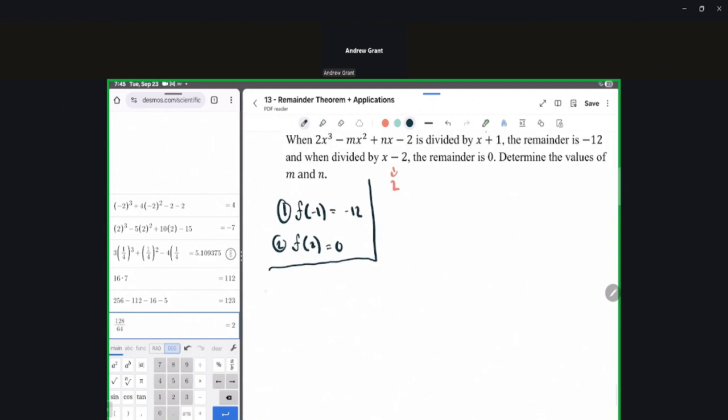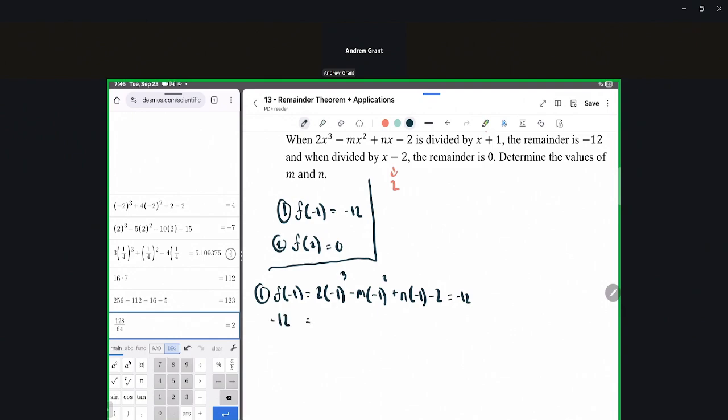So for equation 1, we're having a look at f of negative 1. That's going to be 2 times negative 1 cubed minus m times negative 1 squared plus n times negative 1 minus 2, and this is supposed to equal negative 12. So cleaning this up, we could just write this as negative 12 over here.